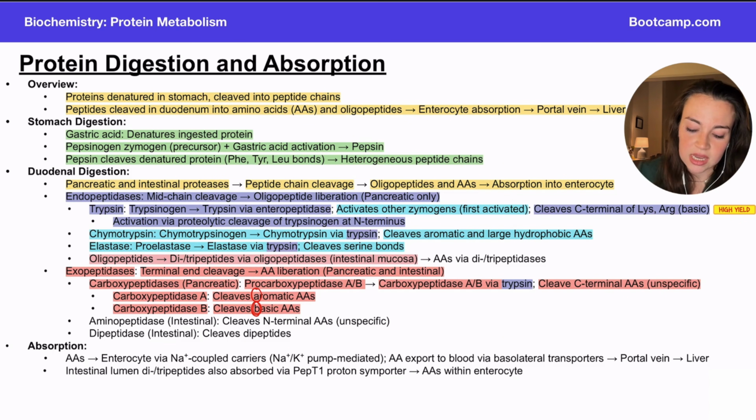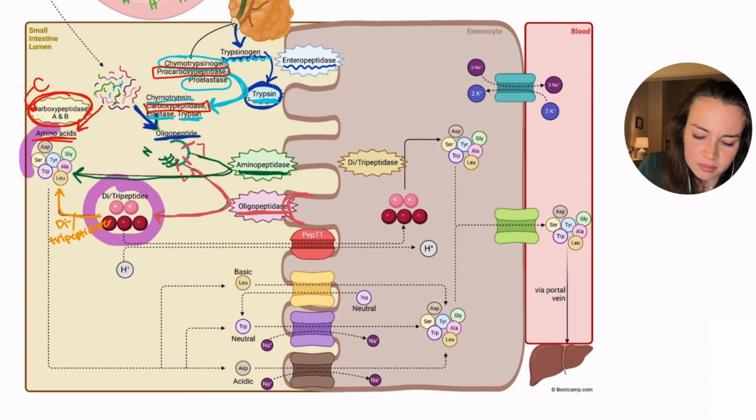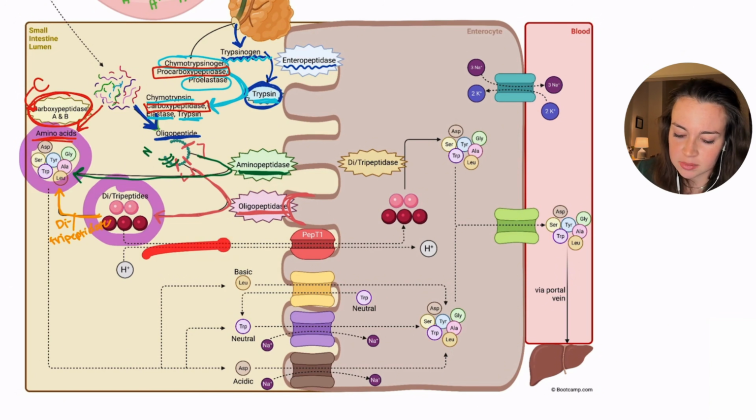Contrast that with the activity of aminopeptidase and intestinal exopeptidase, which cleaves N-terminal amino acids. Doesn't matter which, it'll just start chomping away at the N-terminal of the oligopeptide. And then finally, we had dipeptidase or tripeptidase, which is intestinal, and that cleaves dipeptides or tripeptides. All right, the hard part is done, okay? Remember, we've got di and tripeptides, and we've got amino acids, and they are ready to be absorbed.